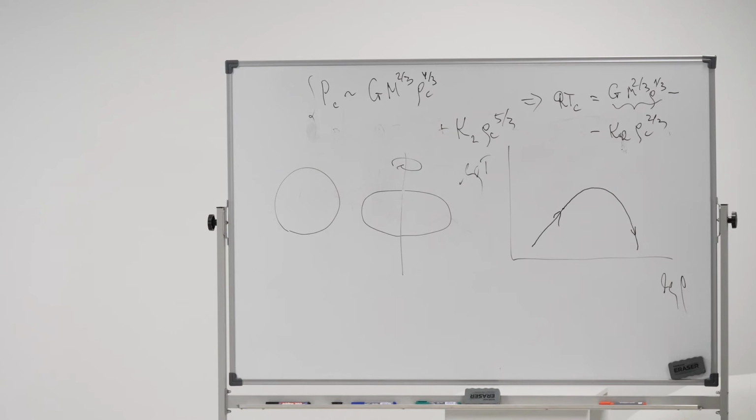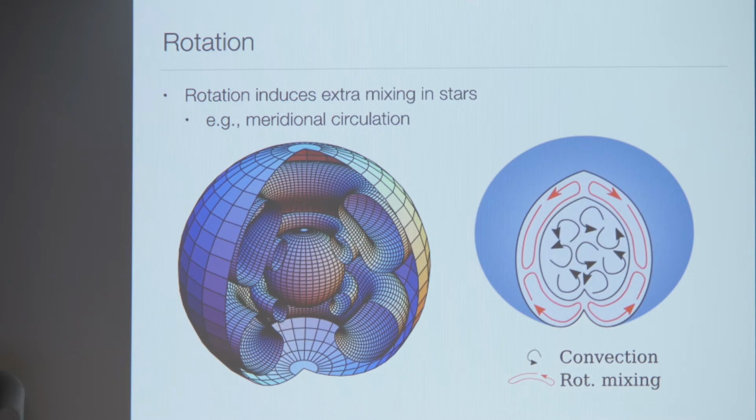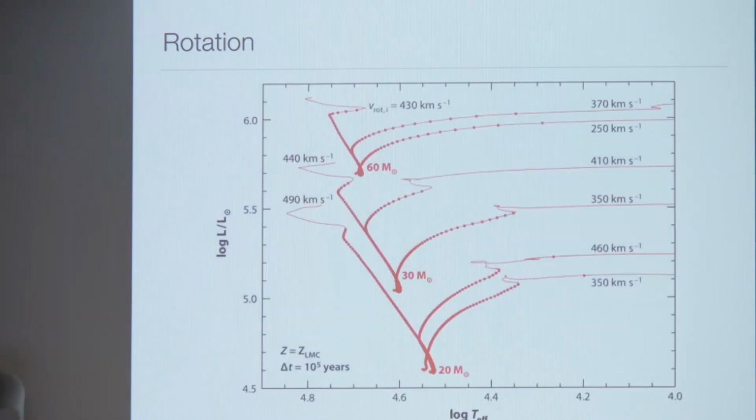So if there's no rotation, probably at the center there will be convection and some material is mixed. But if there's a rapid rotation, there can be extra mixing caused by this kind of deformation by the centrifugal force, and that can give you some extra mixing, and that can affect the star evolution actually. Quite a lot.